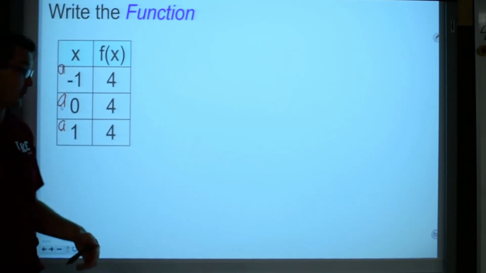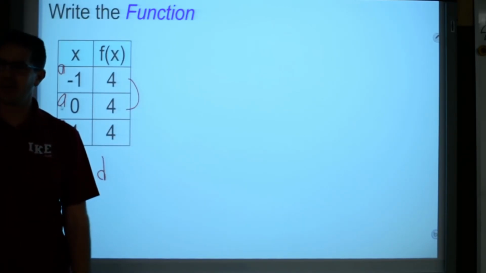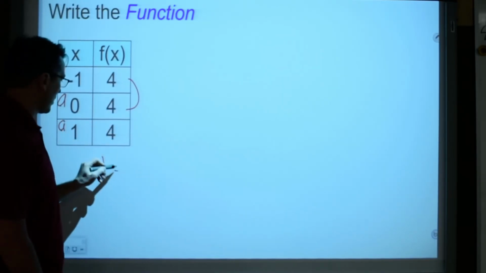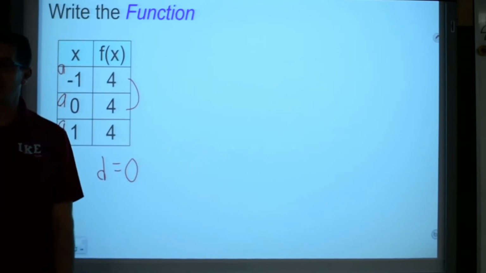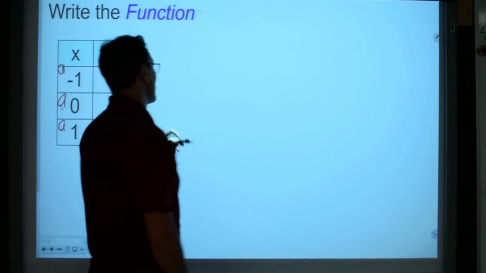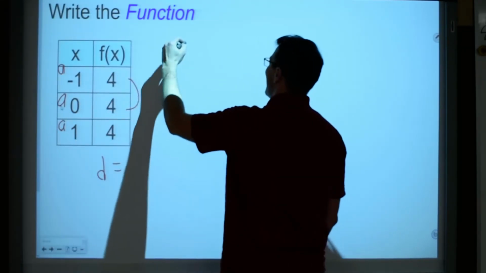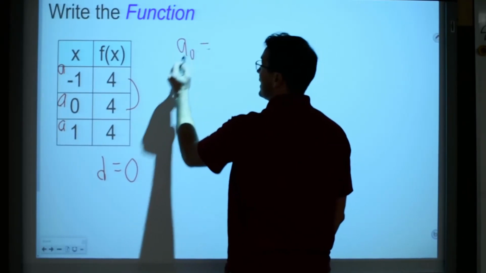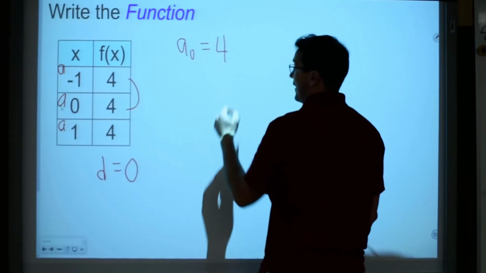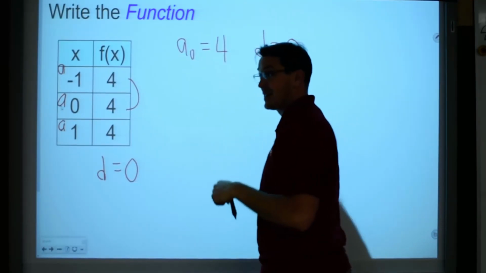And so I always start off with my difference. I look and go, oh, 4 plus what makes 4? 0. So my difference is 0. And so, okay, then I have a common difference. And so I could either go first term, but I have the 0 term, and so a sub 0 is 4. And then my difference is 0.